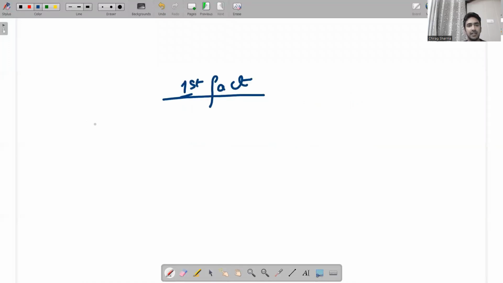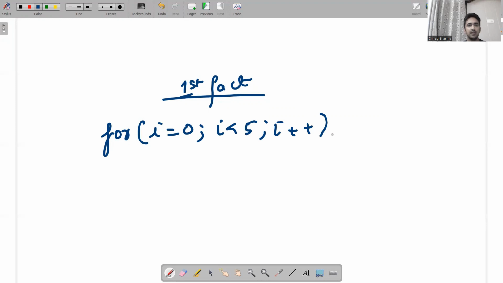Provided we have declared everything, we have written iostream.h, conio.h, and declared every variable, there is one statement written like for i equals 0, i less than 5, i plus plus, and then there is a semicolon, and then there is a statement written after it, cout plus plus i, for example. Now, what does this particular statement mean?